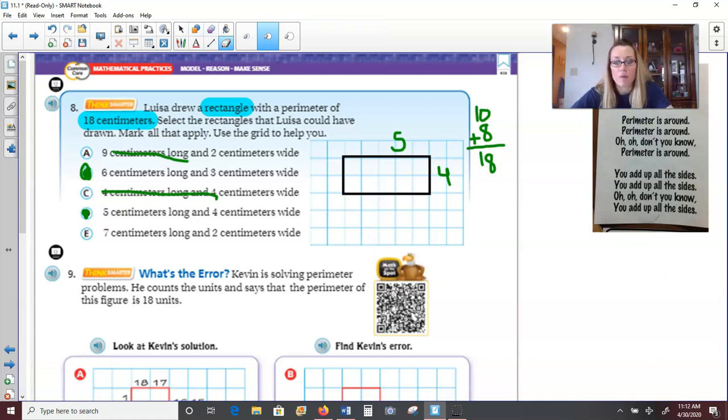And the last option, 7 centimeters long and 2 centimeters wide. So 7 and 2. 7 plus 7 is 14. 2 plus 2 is 4. And when we add that together, that would equal 18. So that rectangle could work as well. So B, D, and E.